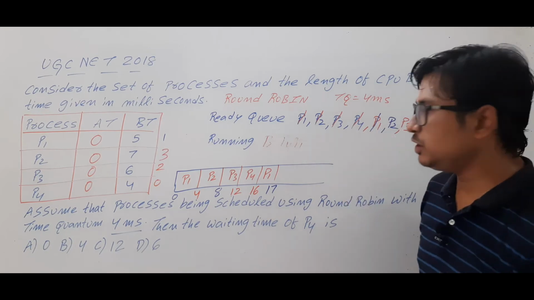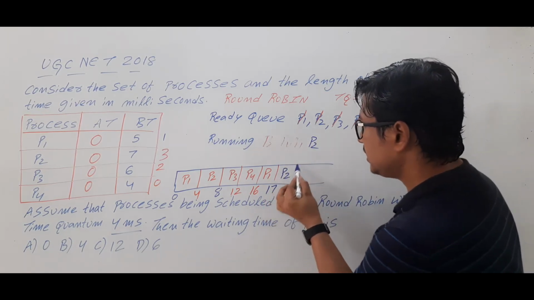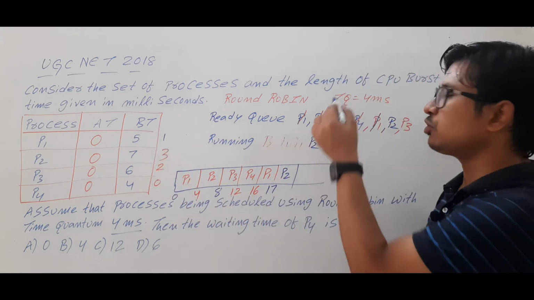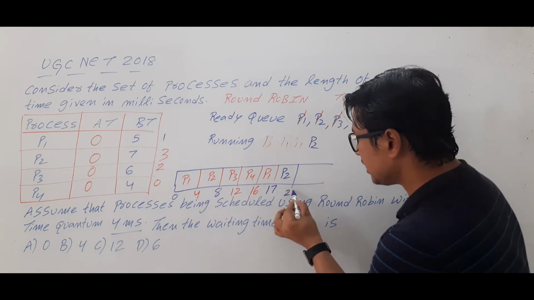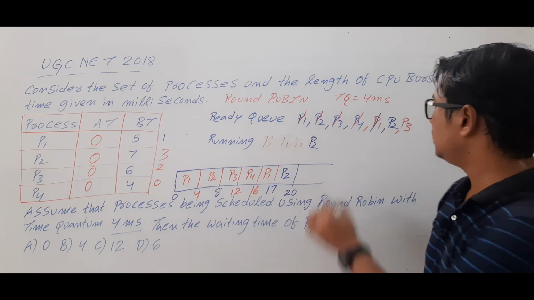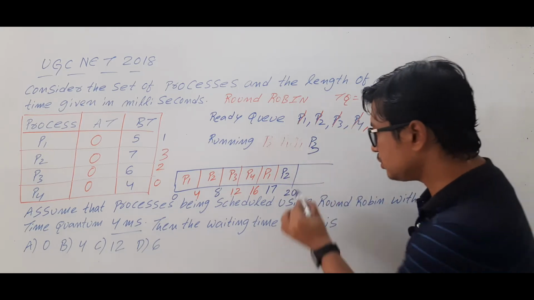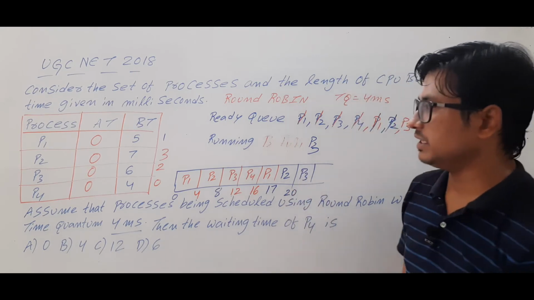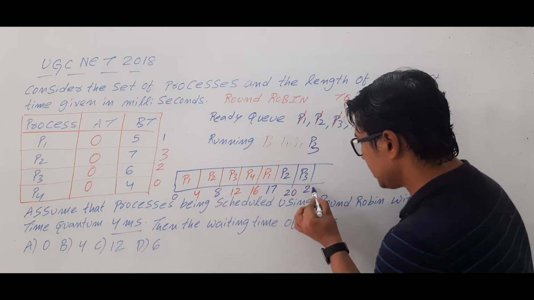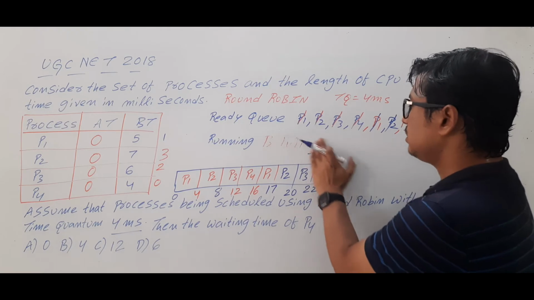Then the next process, P2, will come to the running state. It needs 3 units of CPU, even though the time quantum is 4 milliseconds. It will run for 3 milliseconds and go to the terminated state. Then process P3 will come to the running state and it needs 2 milliseconds of CPU time, and it will be given. Once it is done, it will go to the terminated state.